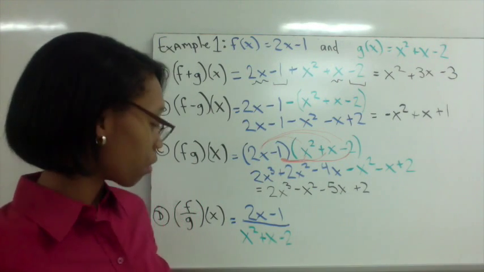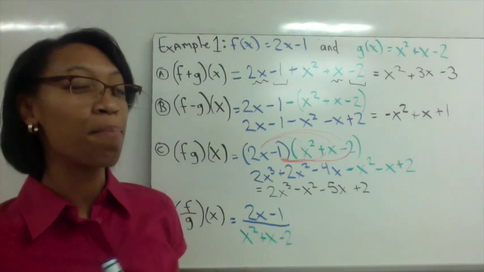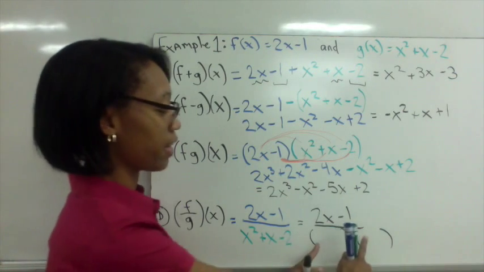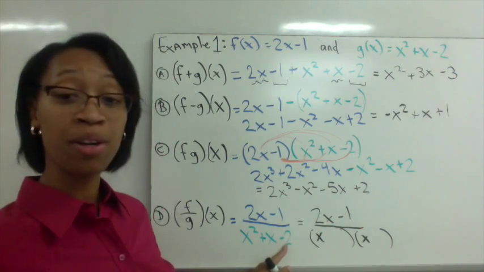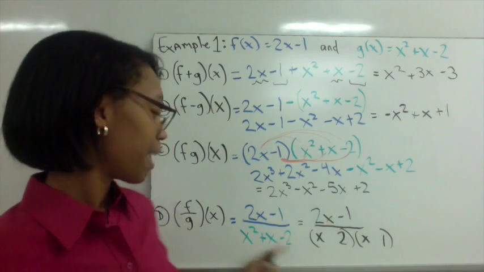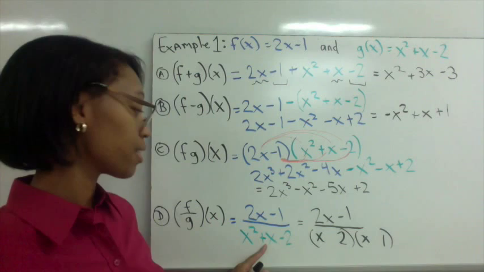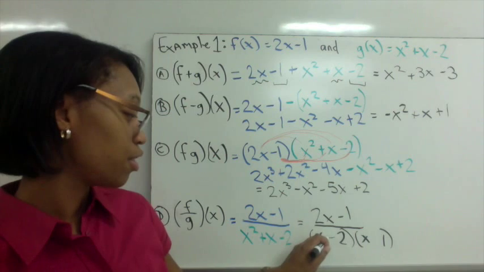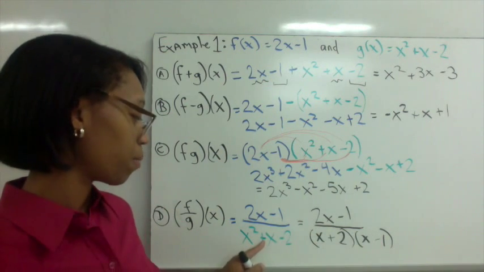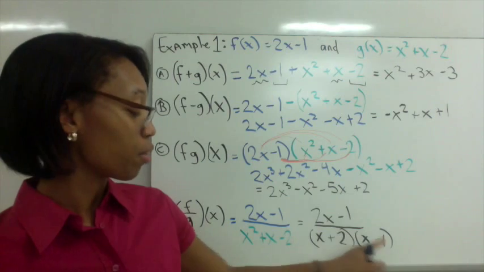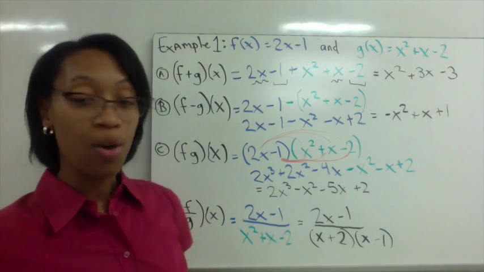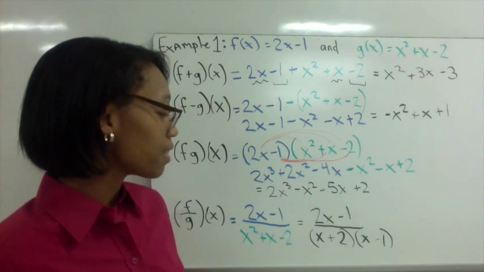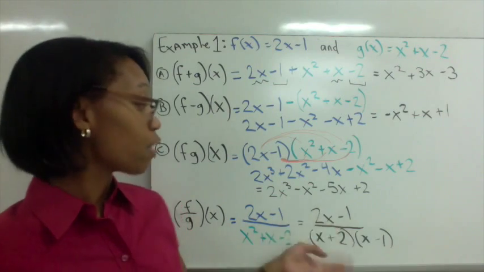So I'm going to pull out my backwards FOIL skills, a blast from the past. x squared breaks down into x times x. The 2 must be 2 times 1. And to get my middle term of positive x, I must have a plus 2 and a minus 1, because 2 minus 1 will give me positive 1, and 2 times negative 1 will give me negative 2. It looks like now that I've factored, I don't have anything the same on the top or the bottom, so it does not cancel. That's as simple as it can go, and so I'm done with that.